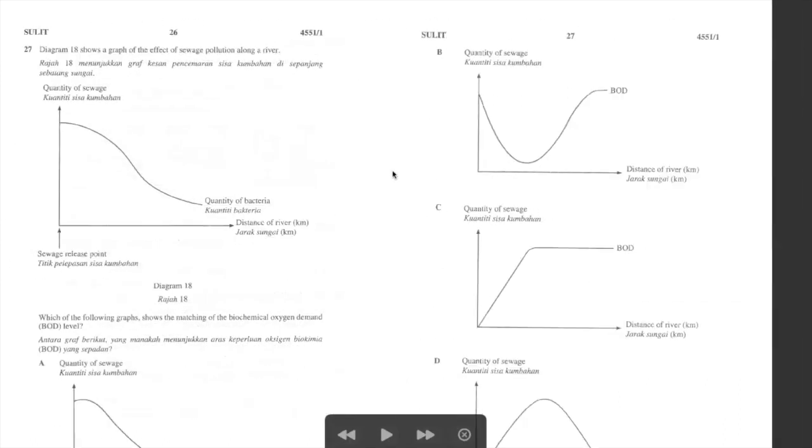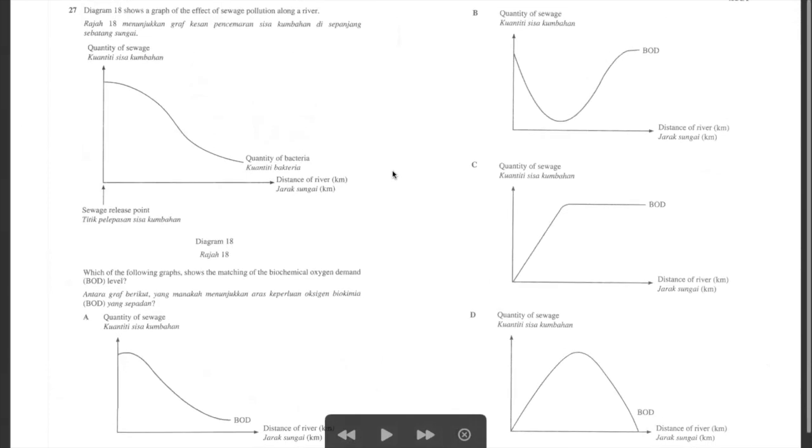Okay guys, so let's go. Question 27. So awak tengok kat sini this is quantity of sewage, sisa kumbahan ni bakteria. Okay, the distance to the river. Okay, which of the graph show the matching of biochemical oxygen demand? Okay, remember siapa yang tak ingat BOD level ni.